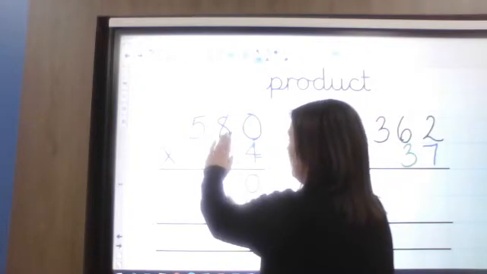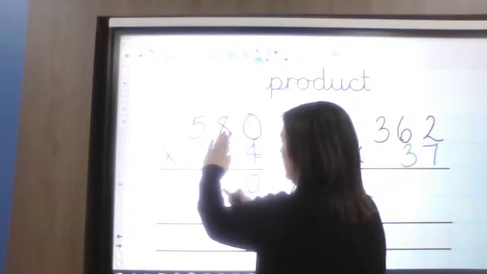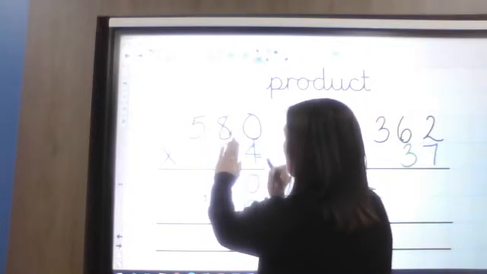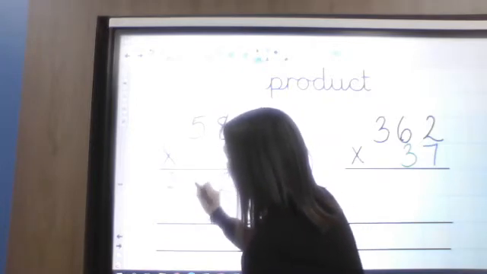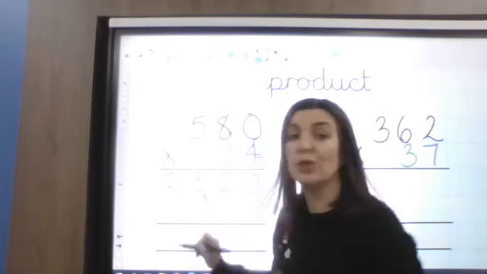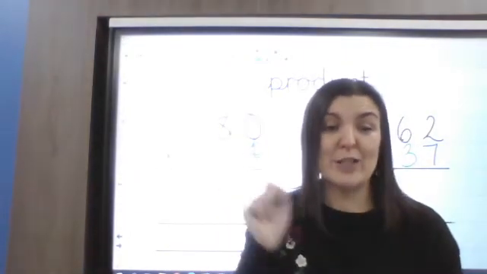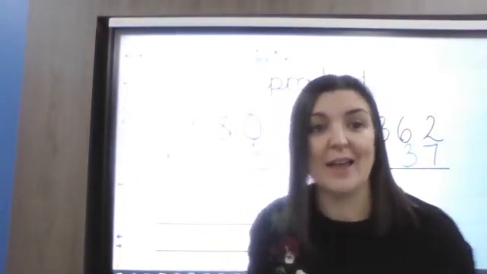8 multiplied by 4 is 32. 5 multiplied by 4 is 20, plus the 3 is 23. Okay, make sure you cross your carrying off, otherwise you might accidentally add that in at the end.